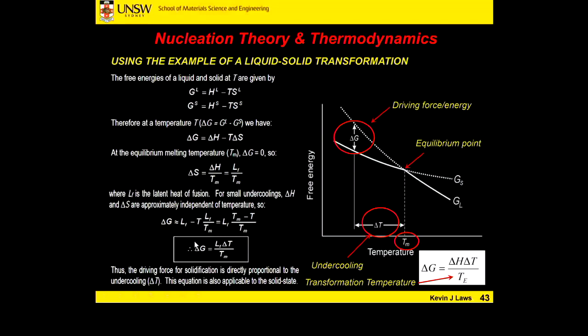Given this relationship, we can define delta G, our driving force for solidification, as being equal to the latent heat of fusion multiplied by our undercooling, delta T, divided by our melting temperature. Delta G, the latent heat of fusion, is generally a constant. Our Tm, under equilibrium conditions, is a constant, so delta G is directly proportional to delta T. Thus, the driving force for solidification is directly proportional to our undercooling, delta T. And this equation is also applicable in the solid state when we go from one solid phase to the next solid phase.